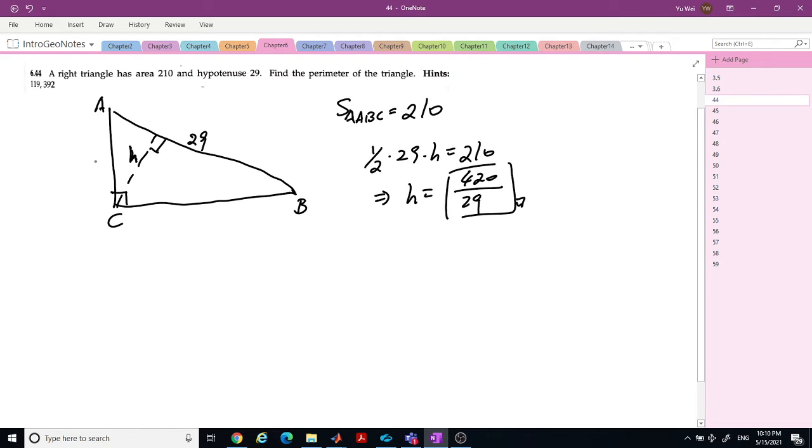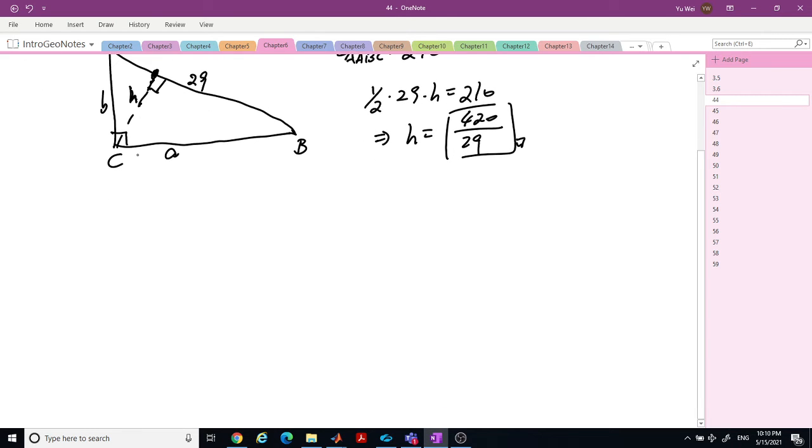In order to solve for the perimeter, we need to find the sides of ABC. You can see the h. Let me talk about something very important: the similarity of triangles in a right triangle. So let's see. This is A, B, and C, and we can drop the altitude h. We have this one as P, and this one is C minus P.